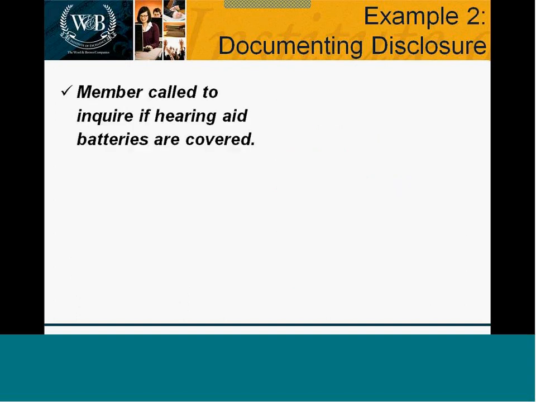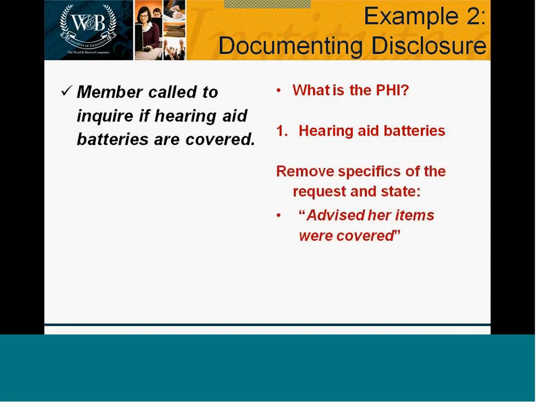Here's another example. We have a member who called to inquire if a hearing aid battery is covered. So what's the PHI? That was hearing aid batteries. If I wanted to indicate what was going on, I could have said something like, advised that her items were covered, instead of specifying a hearing aid battery. If I had that in there and disclosed it somehow, I'd know that she has a hearing problem.